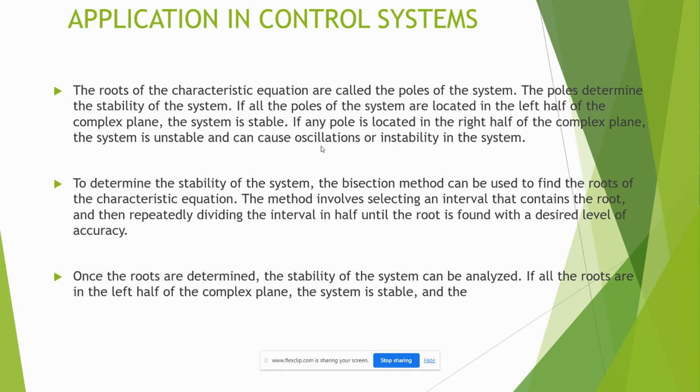So using bisection method, we can reduce the interval, and if we find out the root is negative, then definitely the system is stable. And if the poles are in the right half of the plane, then the system is not stable.